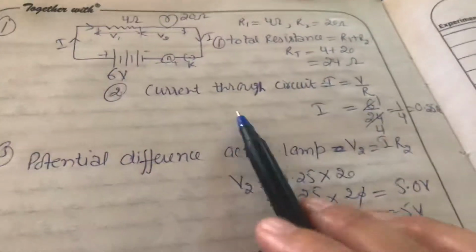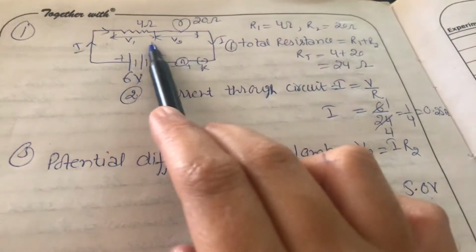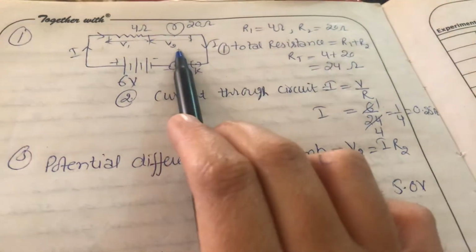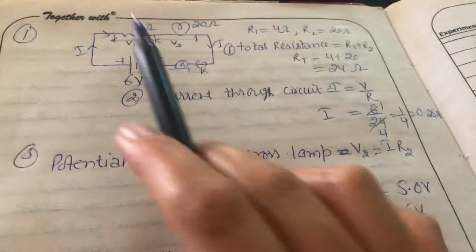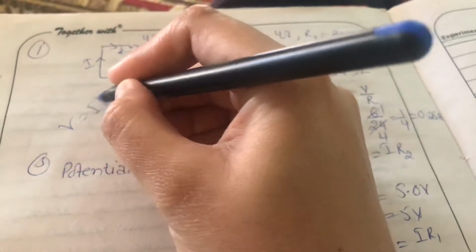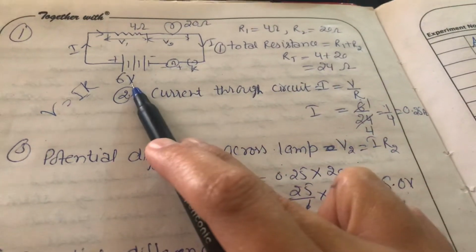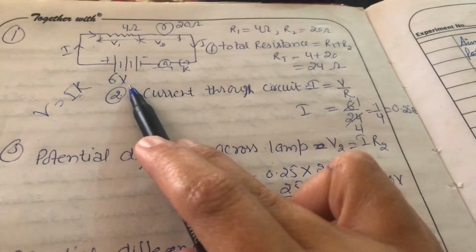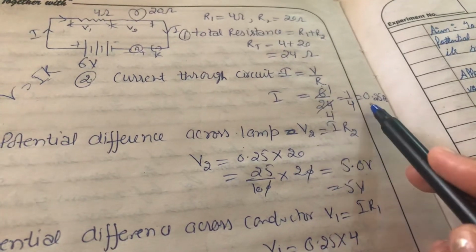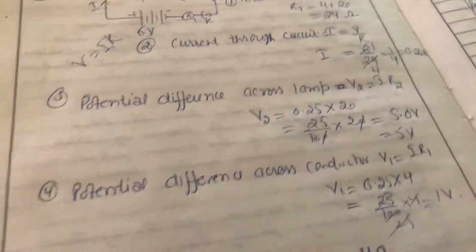Okay. Current through the circuit. Obviously we know that in a series circuit current through the resistor is the same. In a series connection current is the same in both the resistors, so current will remain I. So I is equal to, from Ohm's law, V is equal to IR, so I is equal to V upon R. V here is 6 volt, that is the total voltage of the circuit, and total resistance is 24. So 1 upon 4, that is 0.25 ampere is your current through the circuit.